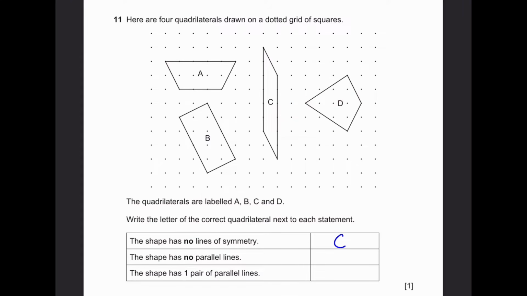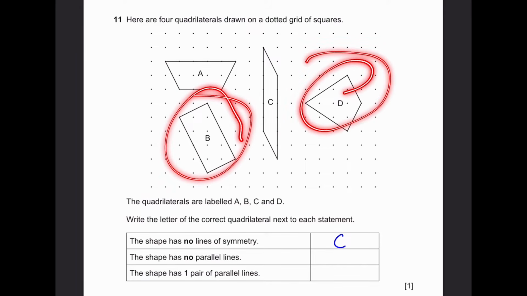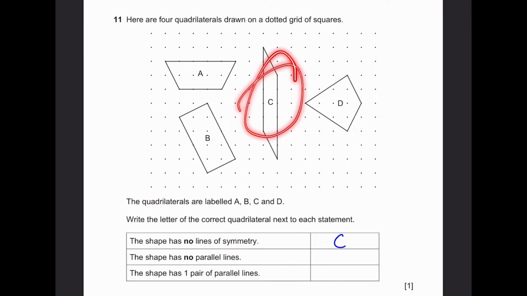This is an isosceles trapezoid. This is a rectangle. This is a kite. This is a parallelogram but does not have lines of symmetry. The shape has no parallel lines. Of course, that is D. Kites usually don't have parallel lines.